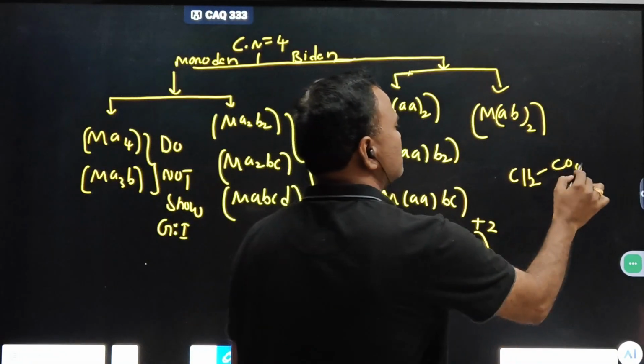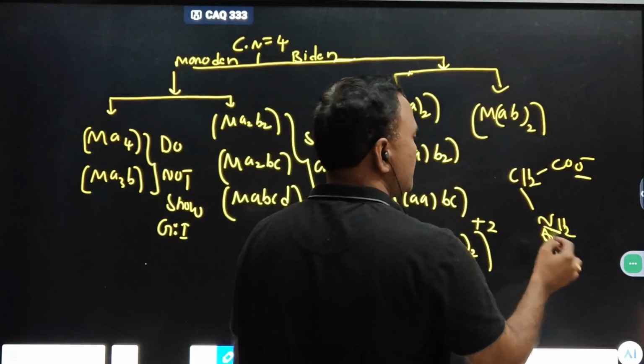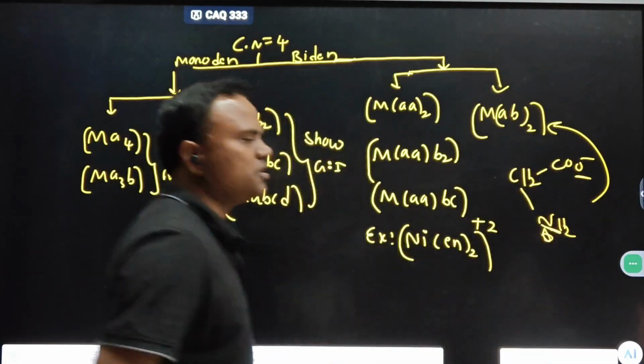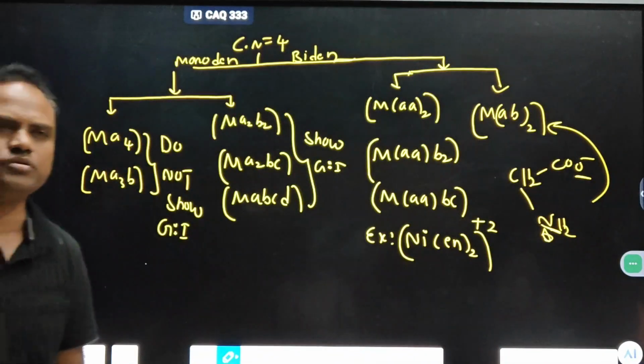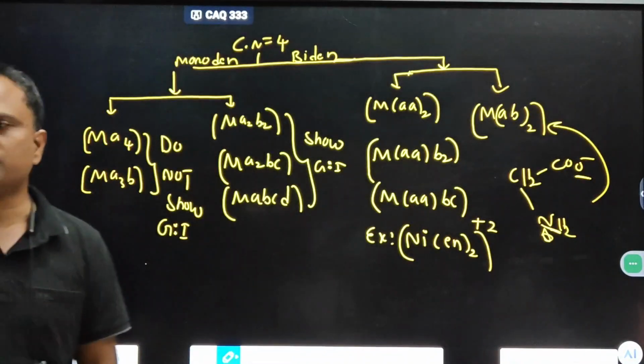AB represents a bidentate ligand in which the two donor atoms are different. Once look at this. This is oxygen, this is nitrogen. This comes under which category? AB type category. Two different donor atoms.